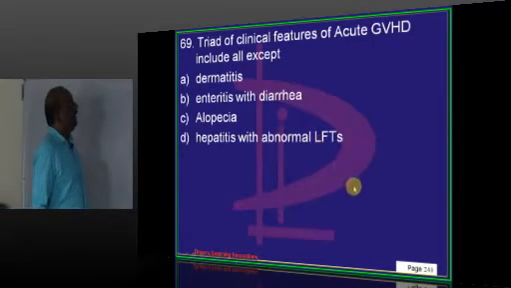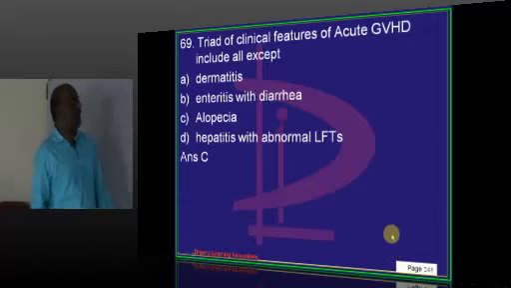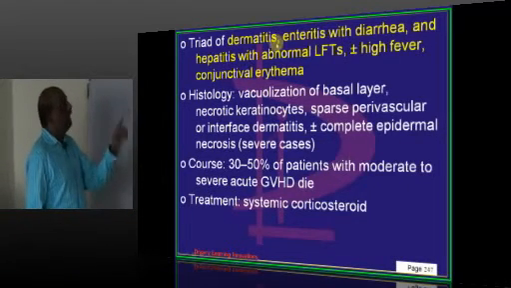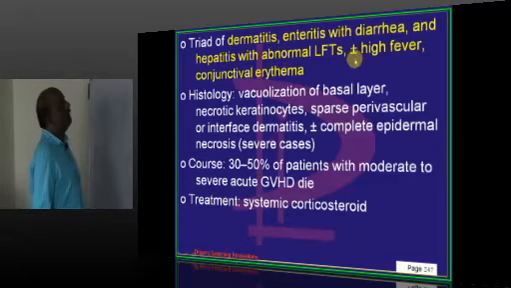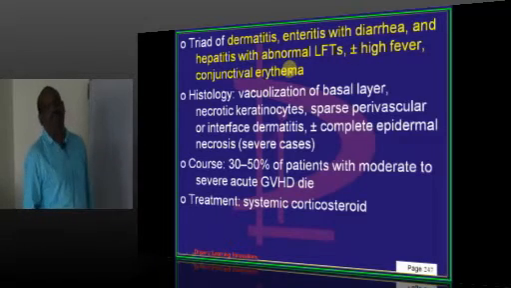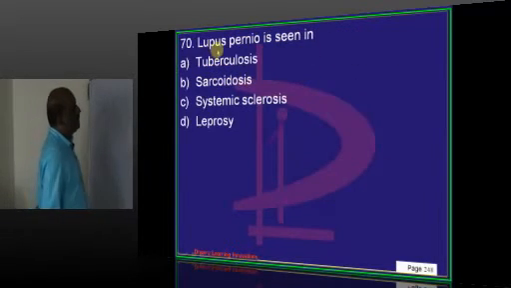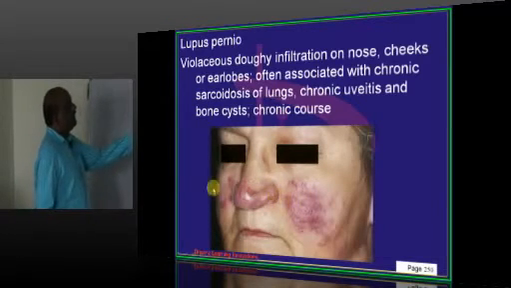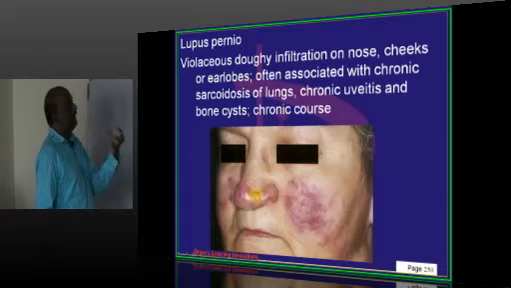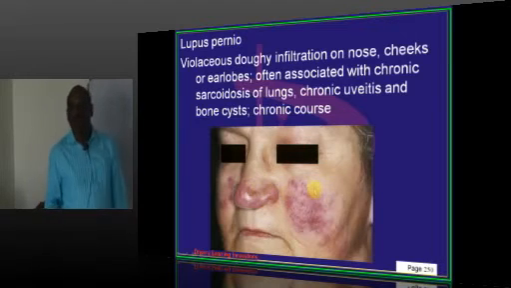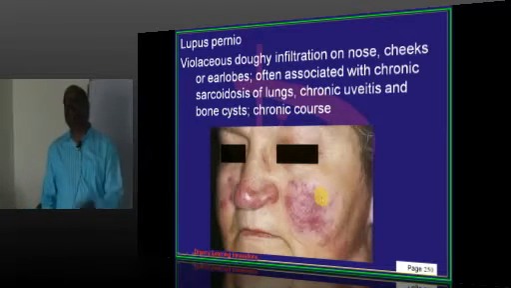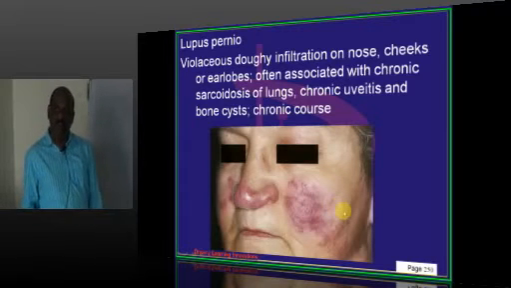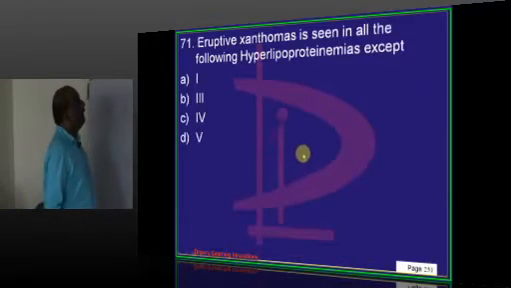Now, doctor, what is the triad of clinical features in graft versus host disease? Dermatitis, enteritis with diarrhea, hepatitis with abnormal LFT, high fever, conjunctival erythema, they are all the important features. Lupus pernio, where do you see it, doctor? These are the violaceous, duffy infiltrations on the nose, cheeks and earlobes, typically seen in sarcoidosis, called lupus pernio. Lupus vulgaris is TB, very good.